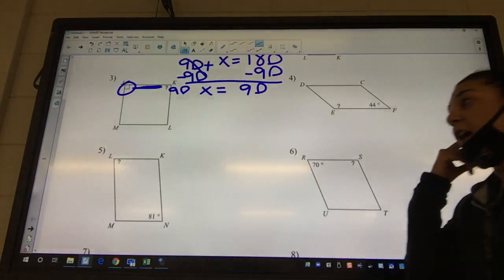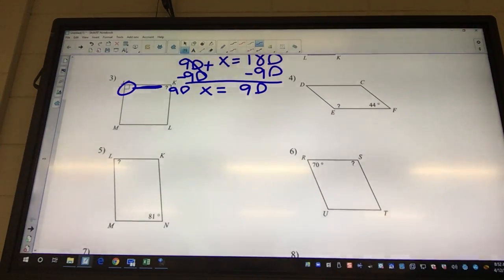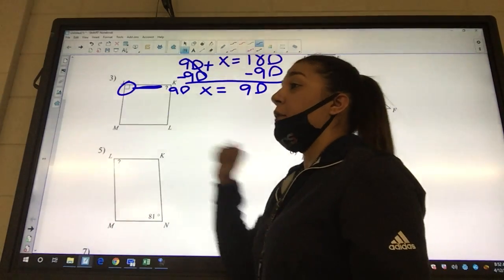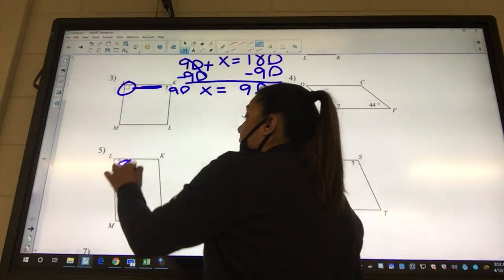So if you look at 5, are they opposites or on the same side? Opposite. They're opposites, which means they're equal. Okay, so if this one is 81, what does that one got to be? 81.